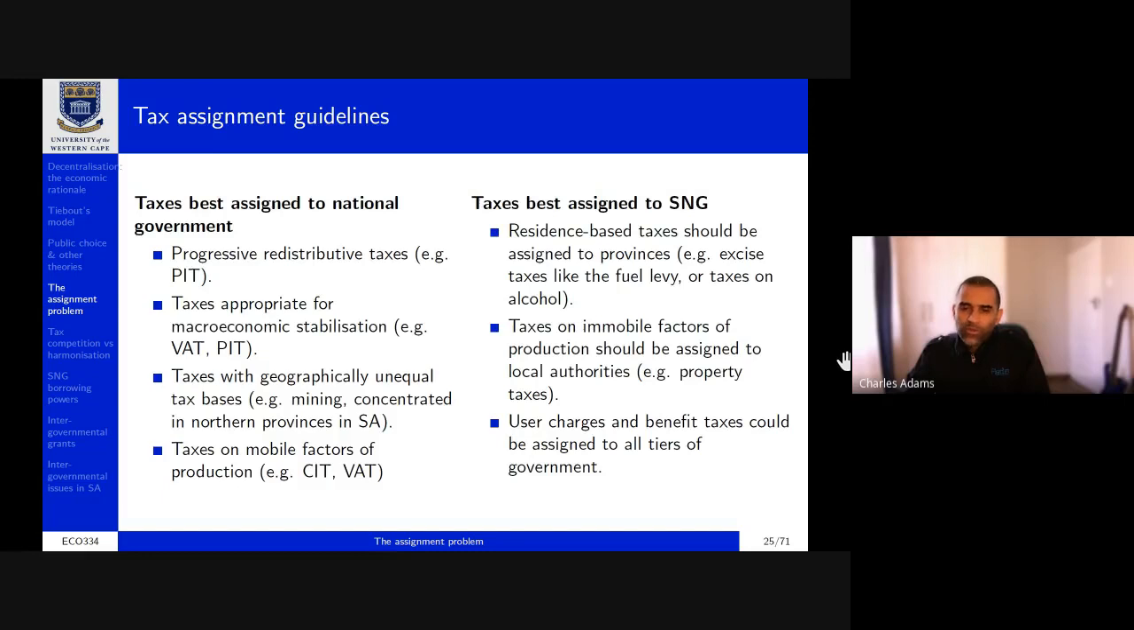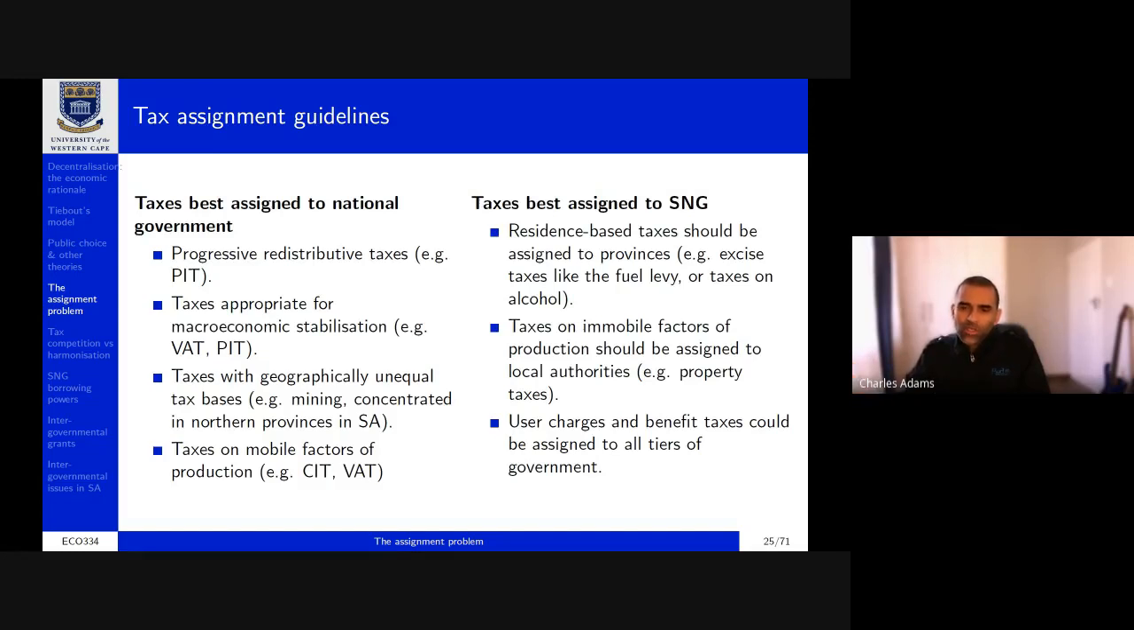Also, it's more efficient. Also, user charges and benefit taxes could be assigned to all tiers of government. Okay? So user charges are things that people pay at the point of consumption for, right? So, for instance, if you go to a national park, you walk through the gate, you have to pay at the gate. That's a user charge.